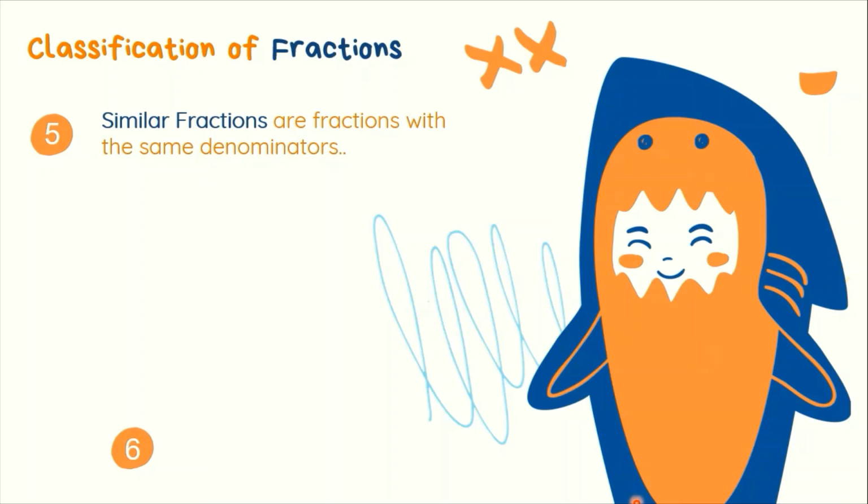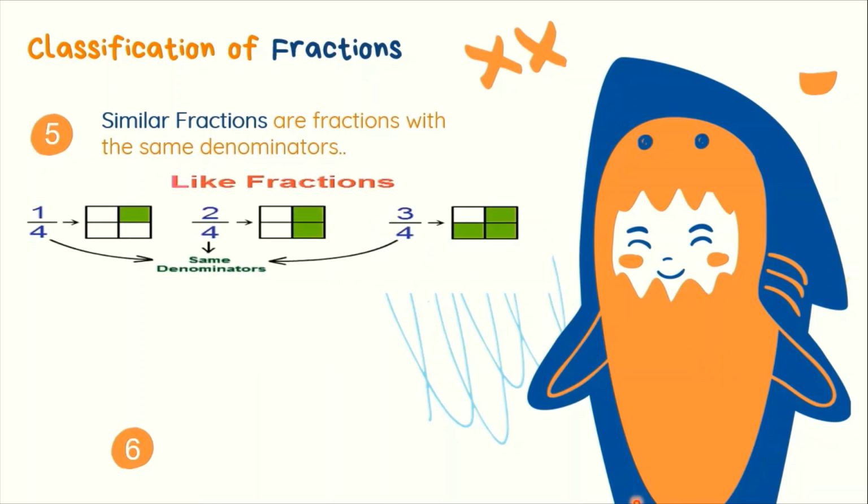These are fractions with the same denominators. And these are the example. Sometimes similar fractions are also called as like fractions. Pare-pareho lang yung kanyang mga denominator. Kung meron tayong tatlong fraction na ibinigay, yung denominator ay pare-pareho. In this case, pare-pareho na 4.